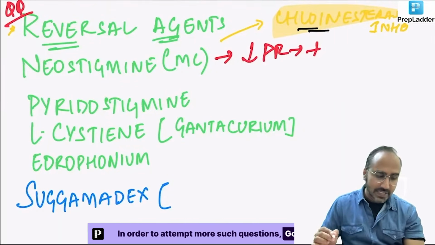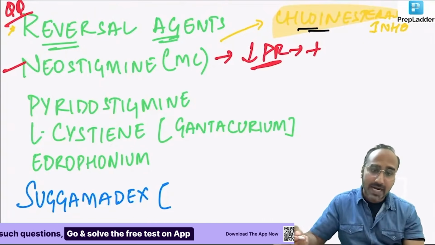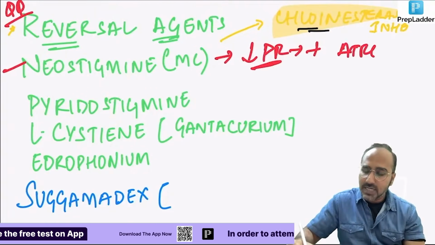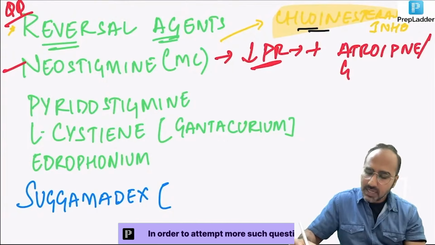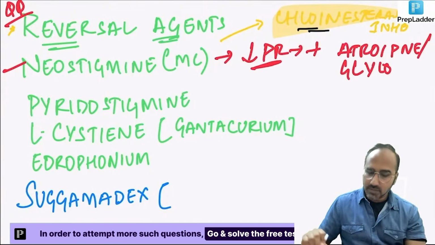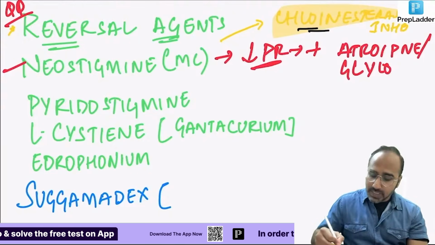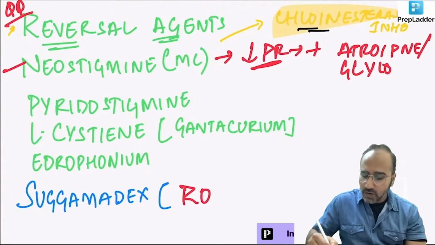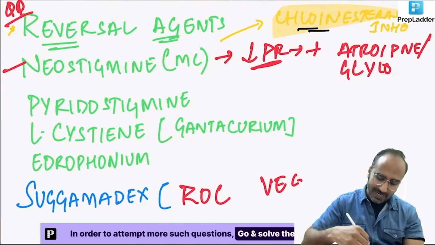Okay, guys, reversal agents are what? Neostigmine, which is most commonly used, but what will happen with neostigmine? Bradycardia can happen. So what you can give is either you add atropine to neostigmine or glycopyrrolate. Okay, pyridostigmine, L-cysteine can be used, edrophonium can be used, and sugammadex is commonly used for rocuronium and vecuronium. If at all you are using these, you can use sugammadex.